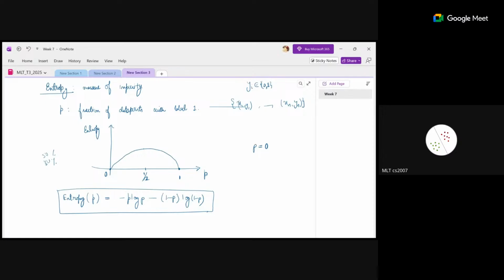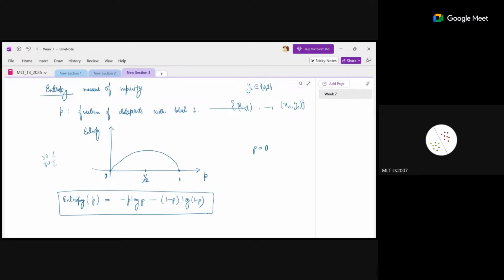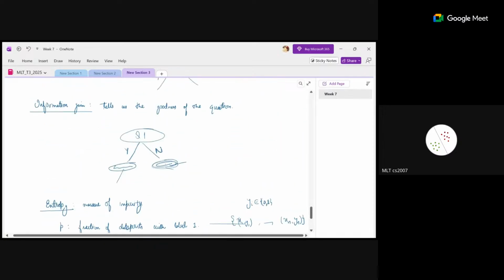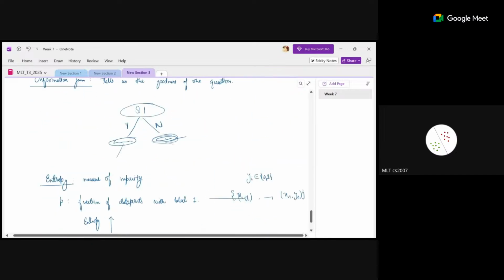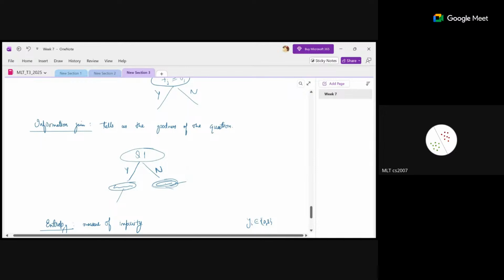All right. So this was about entropy. Now, to check how good the question is, the question that we ask in each and every node, that is given by the information gain. Okay, so information gain, I'll call it IG.